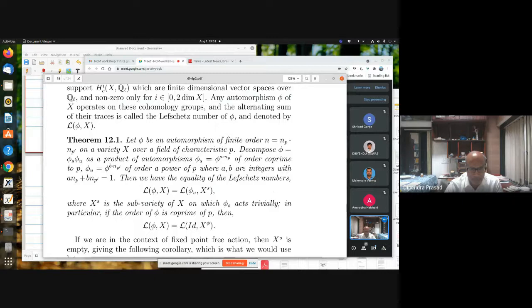if the operator is decomposed in terms of semi-simple and unipotent, meaning in terms of their order being prime to p and p-power, then the Lefschetz number for phi comma X is the same thing as the Lefschetz number for the p-prime component, the semi-simple part. In particular, if the order of phi is coprime to p, then the Lefschetz number is given by, so to say, the identity endomorphism on the fixed point set.